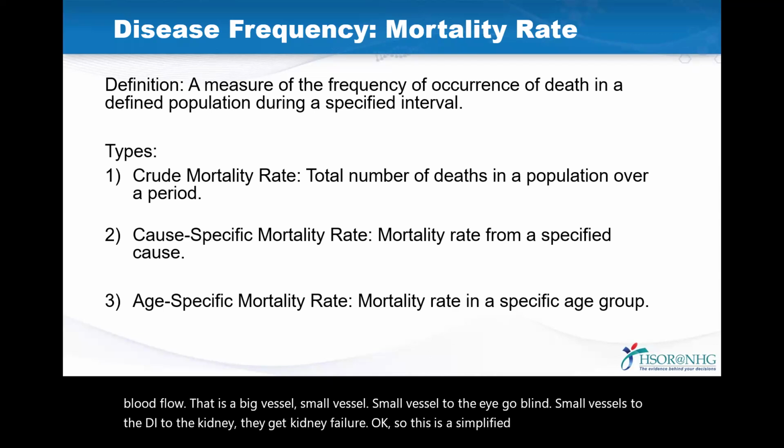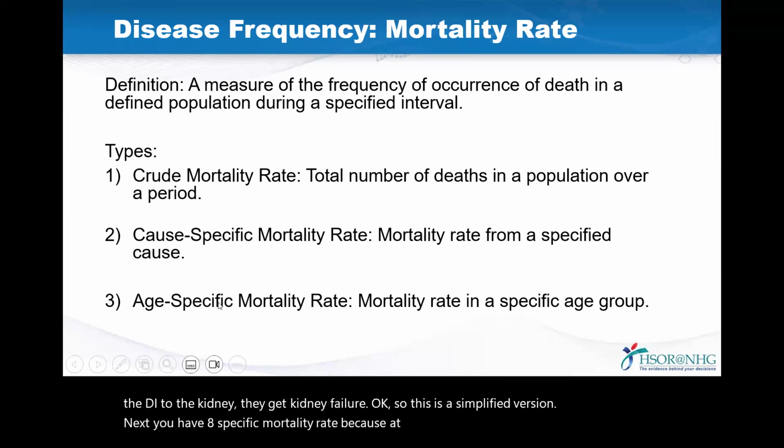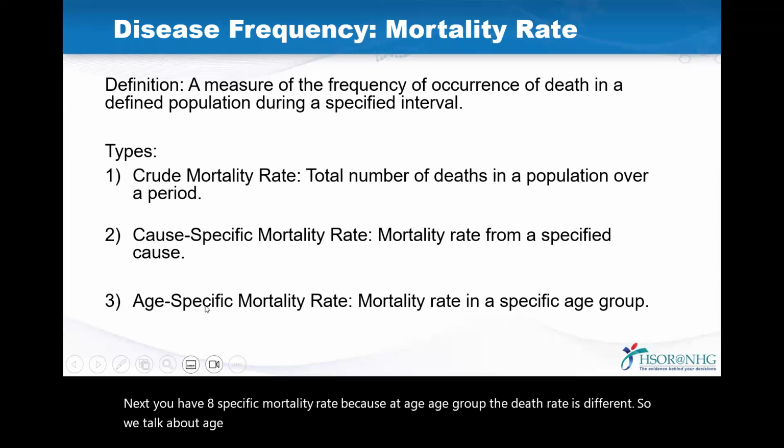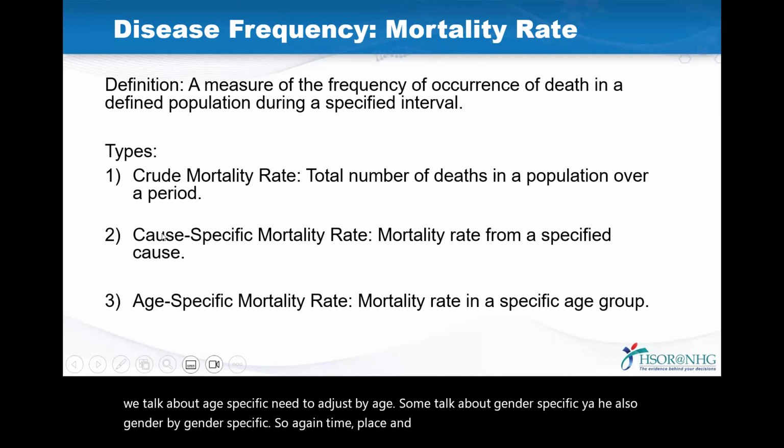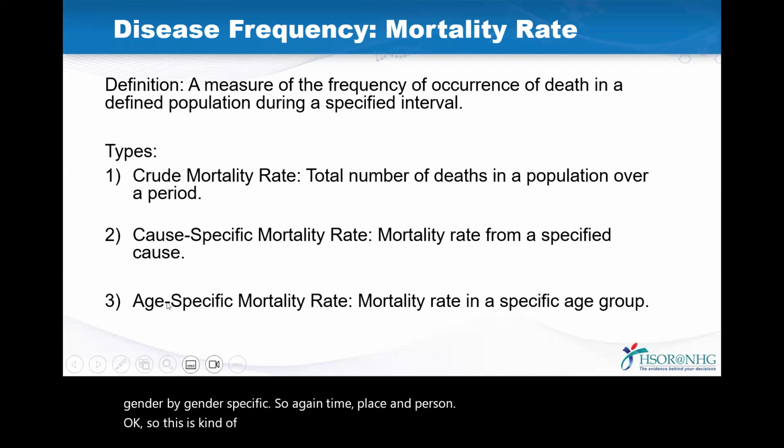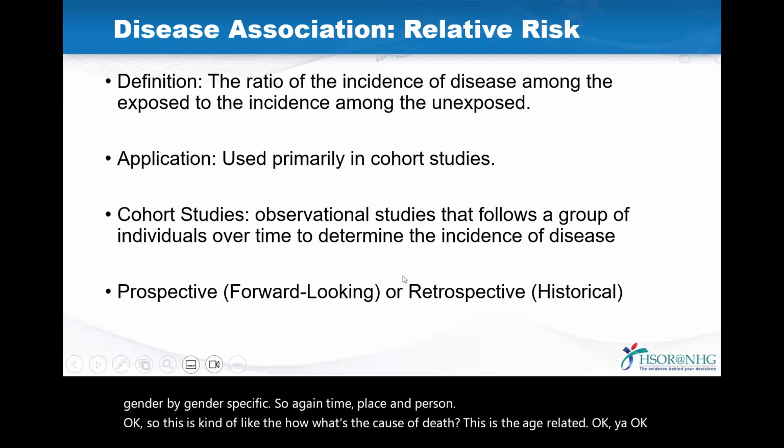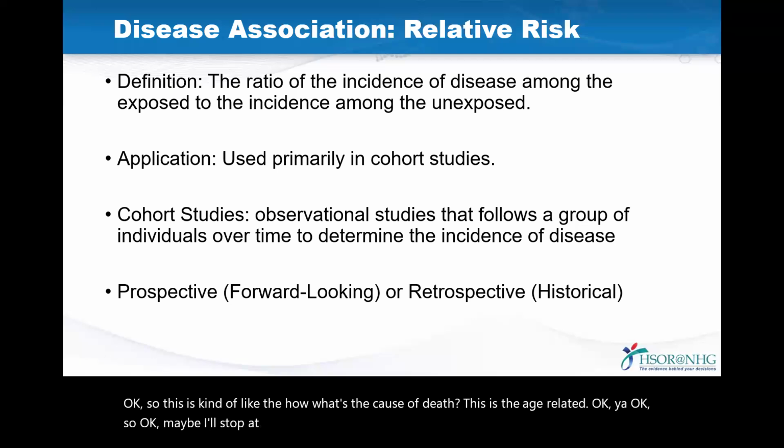Next, you have age-specific mortality rate, because at each age group, the death rate is different. So when we talk about age-specific, we need to adjust by age. Some talk about gender-specific, so again, time, place, and person. Okay, so this is what's the cause of death, and this is the age-related. Maybe I'll stop at 2:50 so we have some questions.